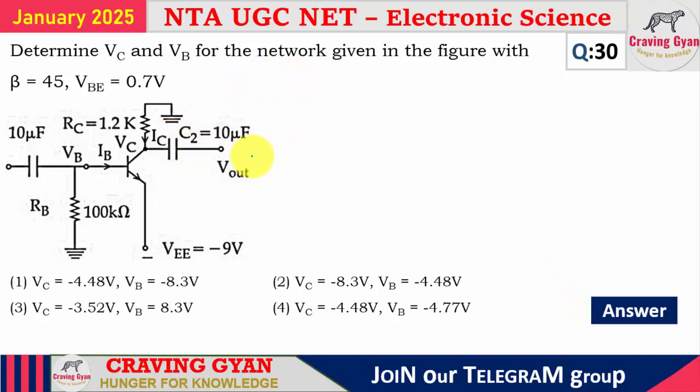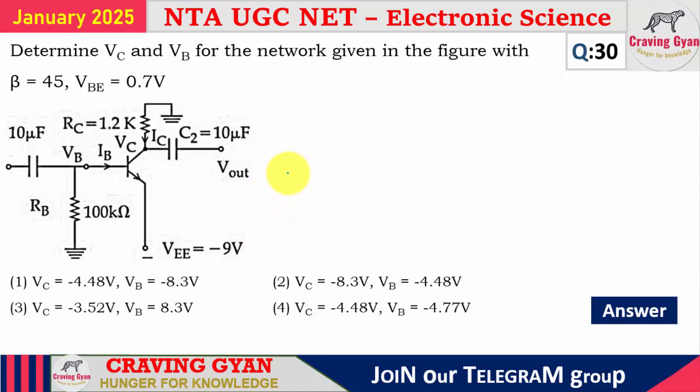For this, what we have to find is what is the collector voltage and what is the base voltage. Looking at the circuit, you will think this circuit is very easy. But if you try to apply KVL to the circuit, you will go mad, right? Almost 50% of the students are not in a position to apply KVL. Why? Just because they have given VEE as a negative voltage.